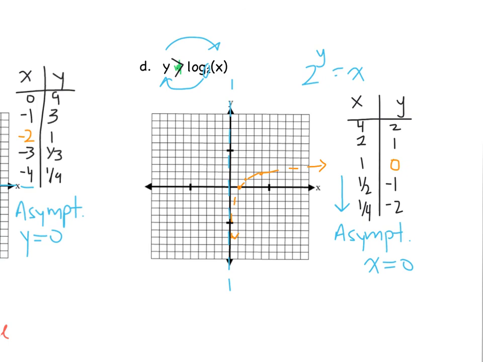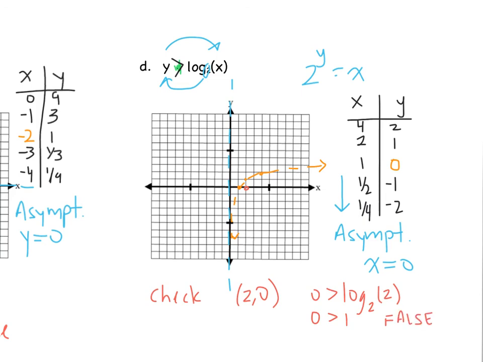Pick a point that might be easy to test that is not on our curve. Let's just test the point 2, 0. When we have the inequality, we're looking at 0 is greater than log base 2 of 2. Well, log base 2 of 2 we should recognize is just 1. So we have 0 is greater than 1. Again, it's false.